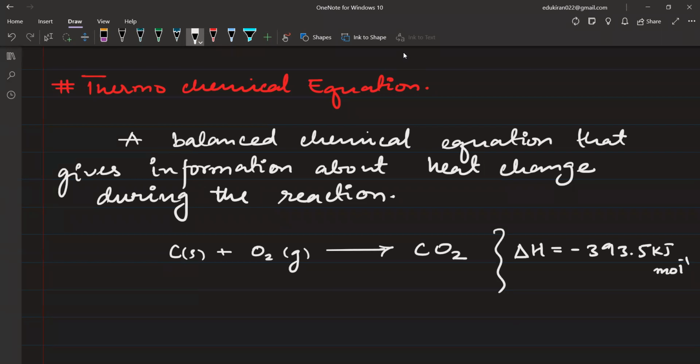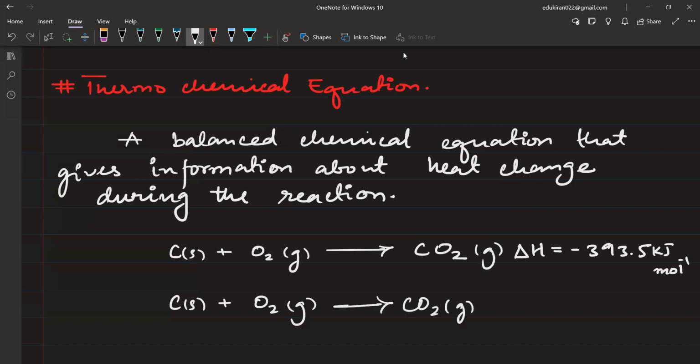If you only have this much, then this is a chemical equation. But if you are getting information about the enthalpy change, that is energy change, then this is known as a thermochemical equation. How you have to see this: carbon plus oxygen gas is going to carbon dioxide gas, and the energy that you are getting is also in the product. So if you want to write this in the product, it will be like this: 393.5 kilojoule per mole.